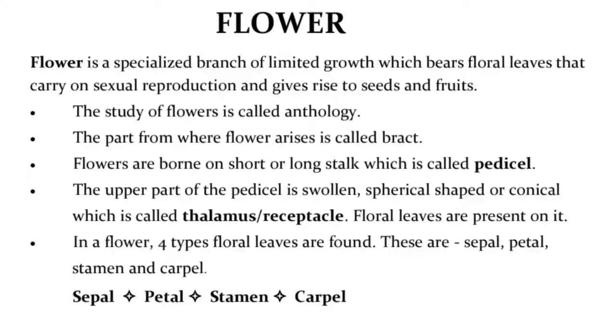Flowers are borne on a short or long stalk which is called pedicel. The upper part of the pedicel is swollen, spherical shaped or conical, which is called thalamus or receptacle. Floral leaves are present on it. In a flower, 4 types of floral leaves are found. These are sepal, petal, stamen and carpel.